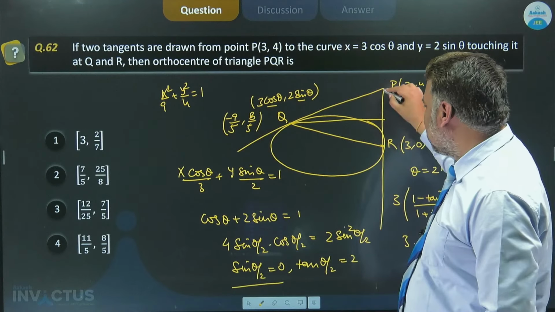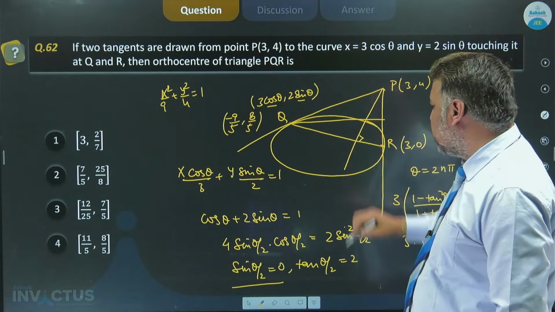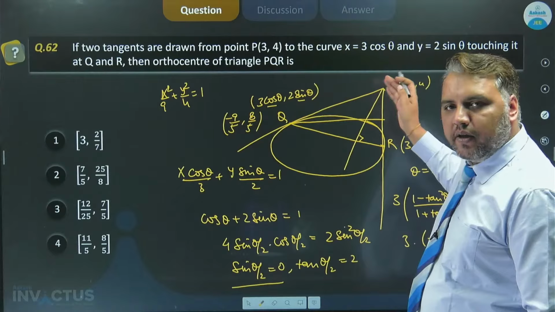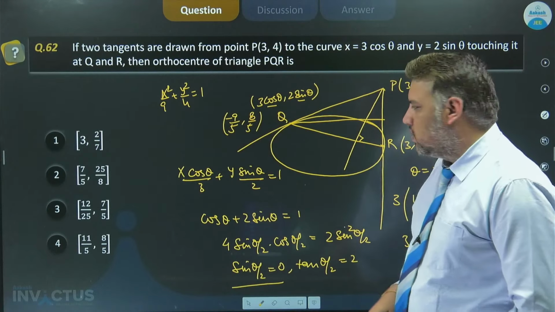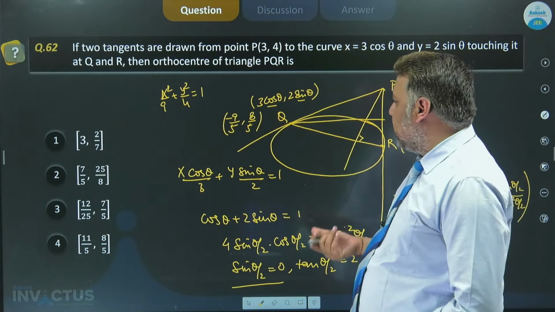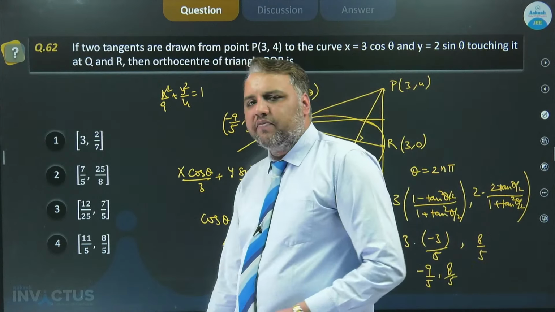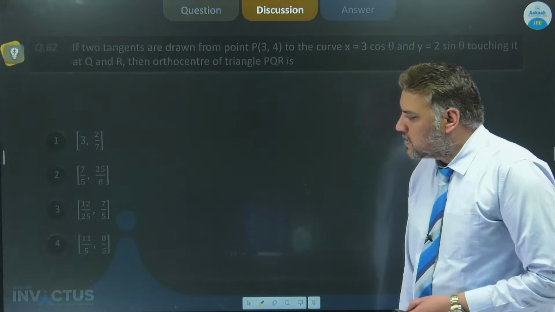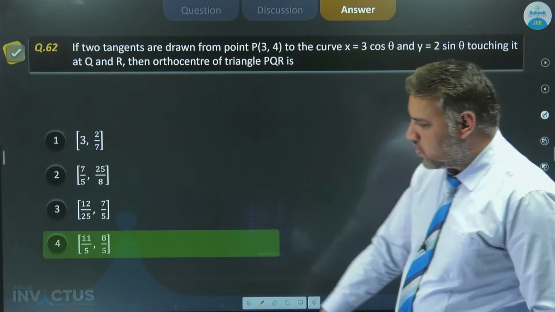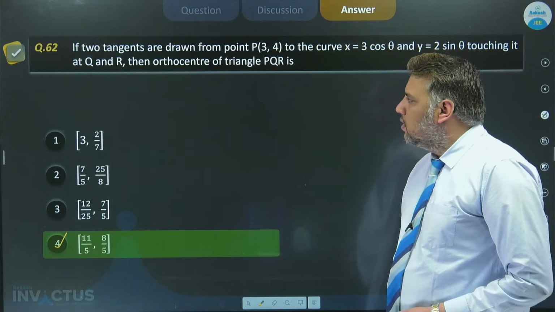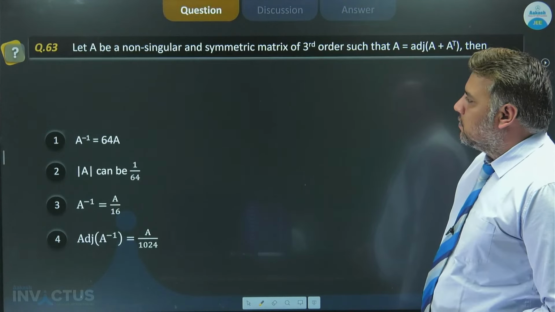Otherwise, you can write down one more equation of one more altitude, because you can calculate the slope of QR and pass the line through P. So the line will come out, and by putting y equal to 8 by 5, you can calculate the value of x there. The value of x will be 11 by 5. So the answer must be 4. 4 is the correct answer. We just have to calculate the points of contact.